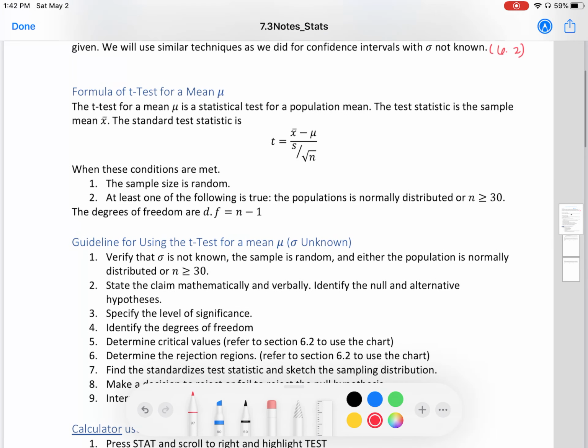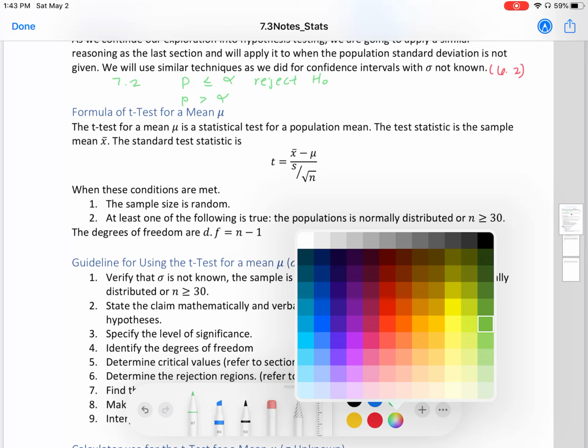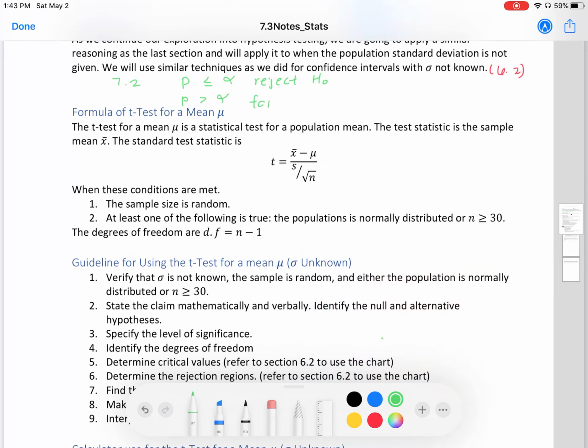All right, as we go about this, I'm going to list out the steps to do it manually, but we will use our calculator mainly. When we're using our calculator, we're going to refer back to our 7.2 definition. So recall from 7.2, when our p is less than or equal to our alpha, we're going to reject our null hypothesis. And when our p is greater than our alpha, we're going to fail to reject. And it all comes down to our null hypothesis. Okay, we're going to list out the steps to do it manually.